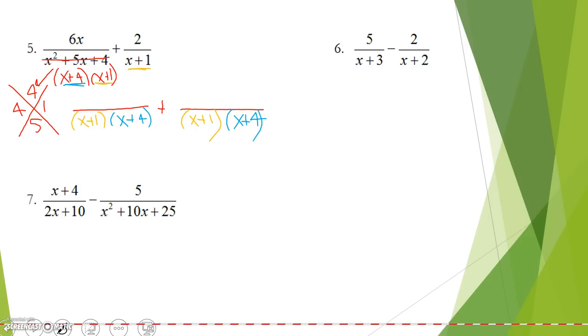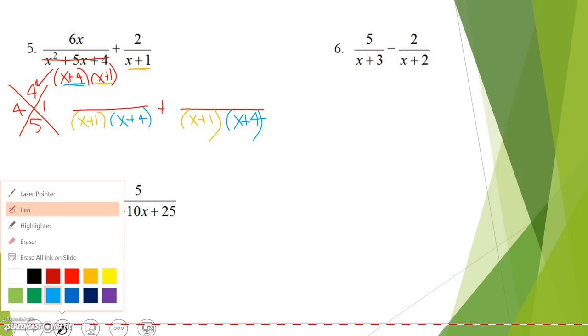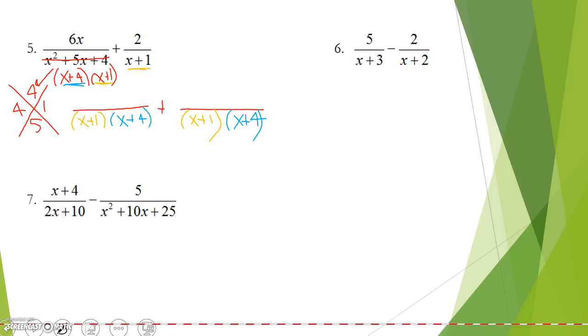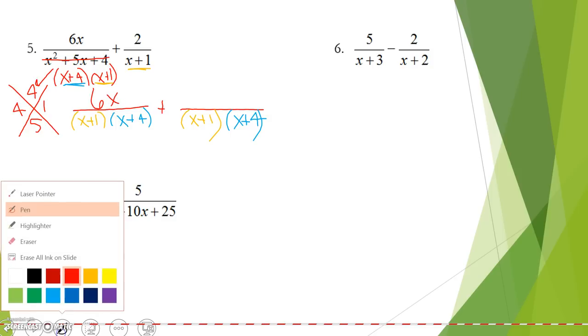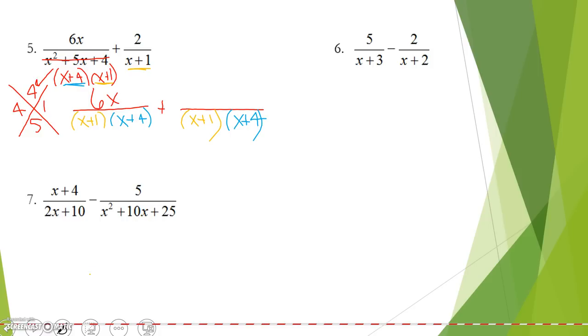So now I compare the denominators of the original fractions with my new denominator. And so the first fraction already has the blue and the yellow, the x plus 4 and the x plus 1. So I'm just going to keep 6x up top. But the second fraction only has the yellow. It only has the x plus 1. So it needs the blue. It needs the x plus 4.